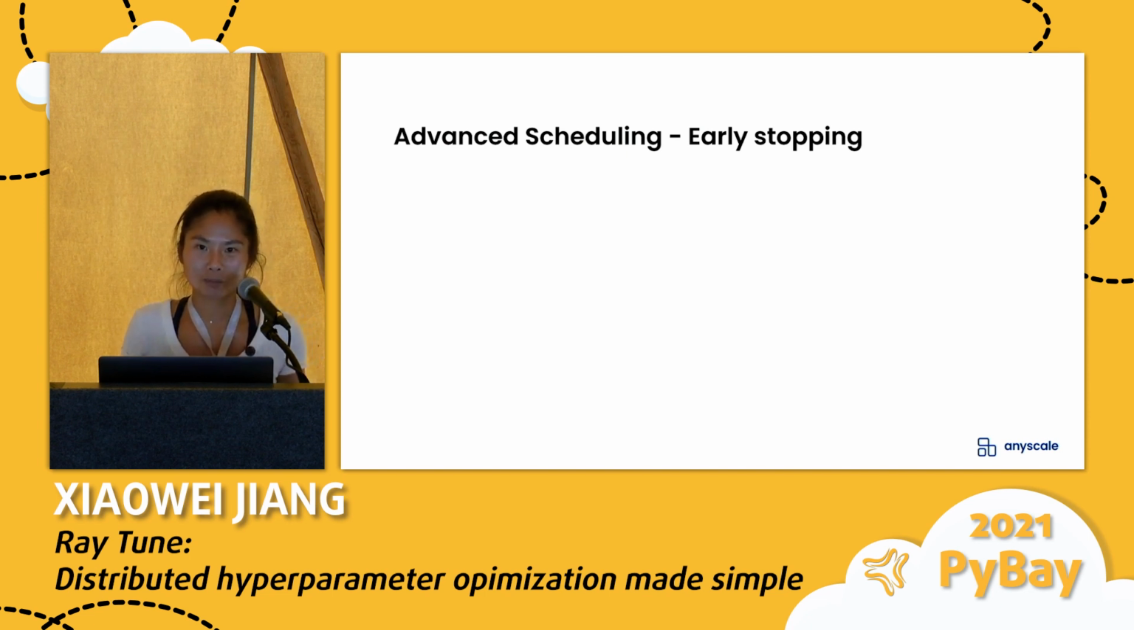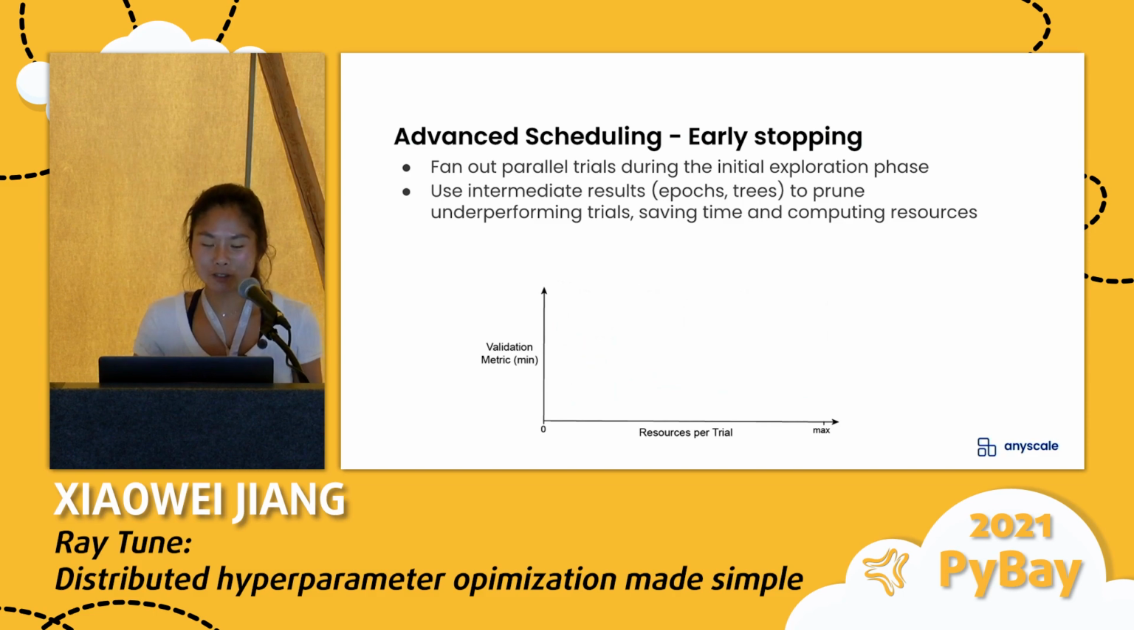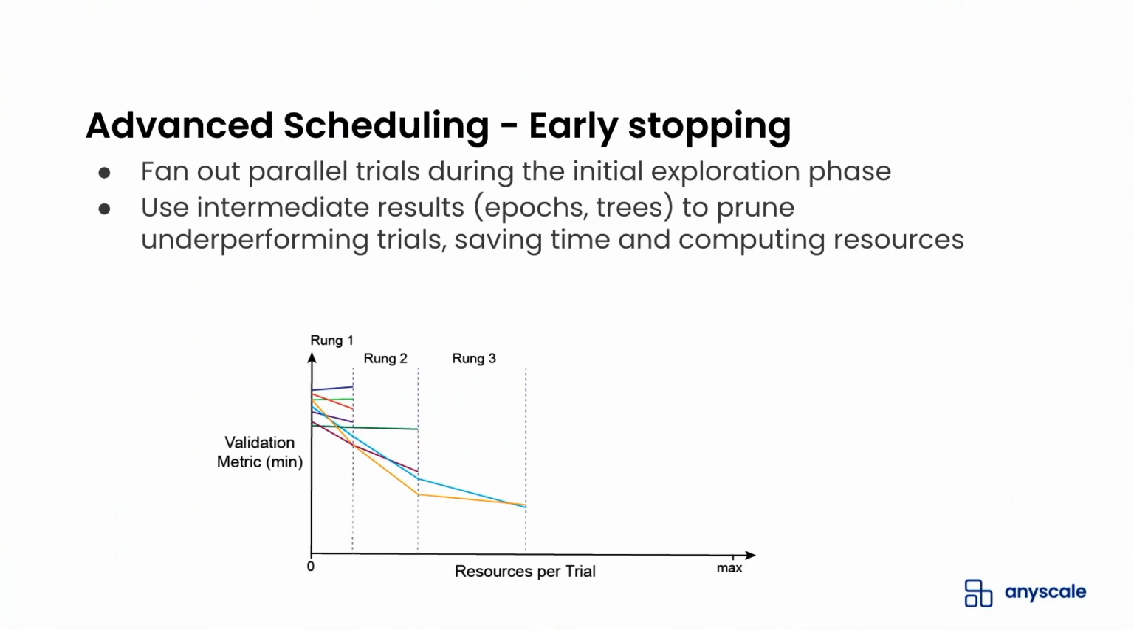Okay, so we know the problem with Bayesian optimization is it's inherently sequential, but modern and more advanced hyperparameter optimization algorithms mostly focus on parallel computing. So this is where advanced scheduling comes into the picture. One type in the advanced scheduling category is called early stopping. It works like this. We first launch a lot of parallel trials during the initial exploration phase. And then in the middle, we use intermediate results to prune underperforming trials and save time and computing resources.